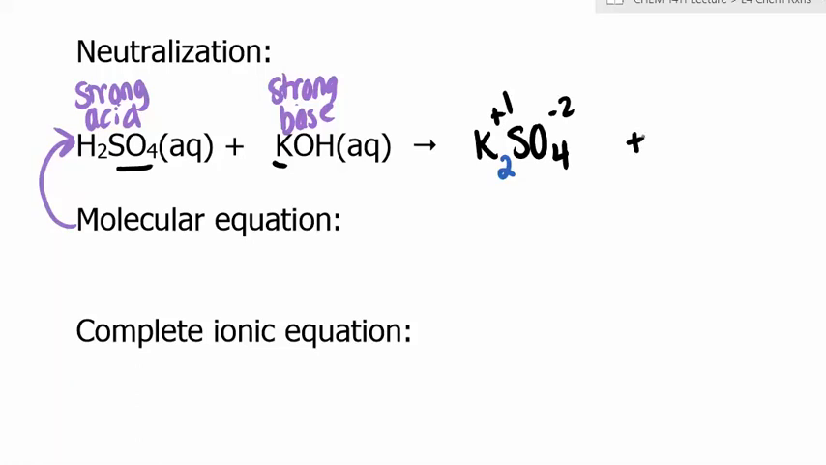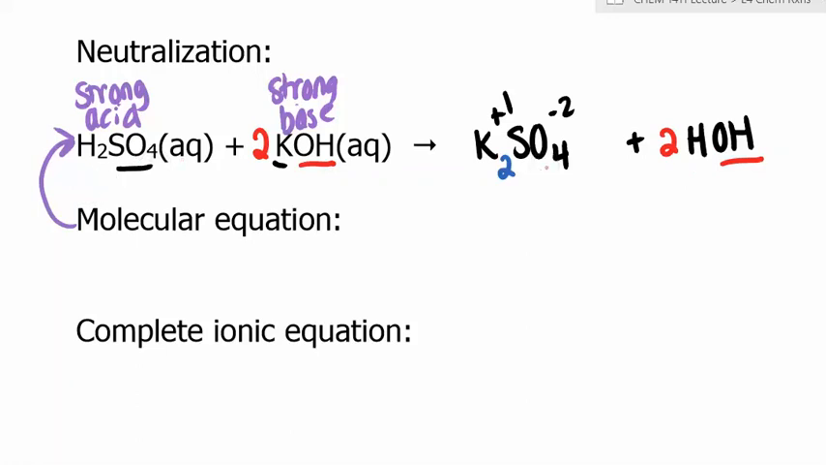Okay, and then for my other product, the front part of this one with the back part of that one will give me water. I need to balance this. I have 2 potassiums, so I needed 2 here, 2 hydroxides. I'm balancing the polyatomic ions this time. So 2 hydroxides, I needed 2 here. That gives me 2 hydrogen ions, which I have 2 there, and 1 sulfate, 1 sulfate.